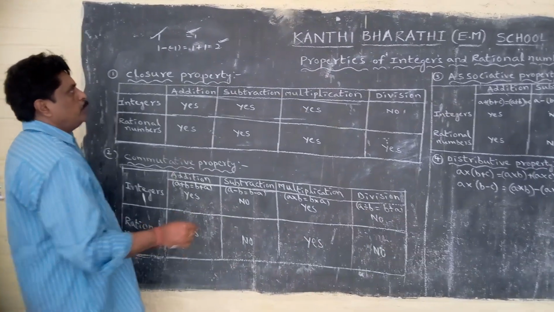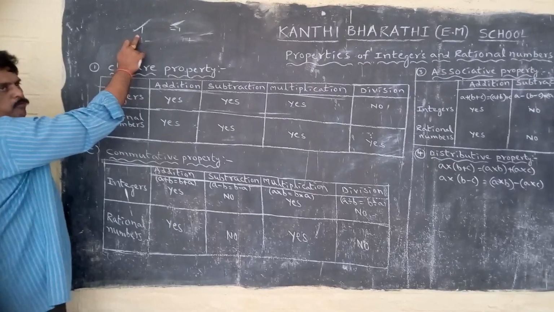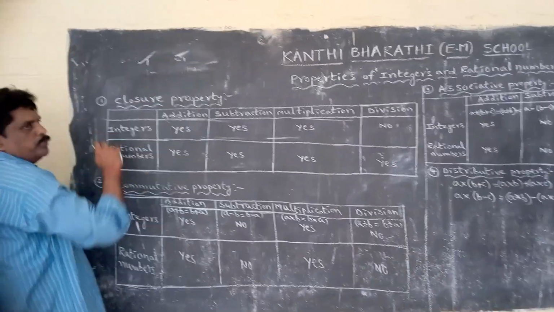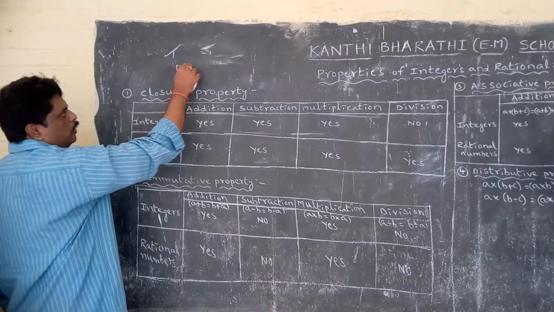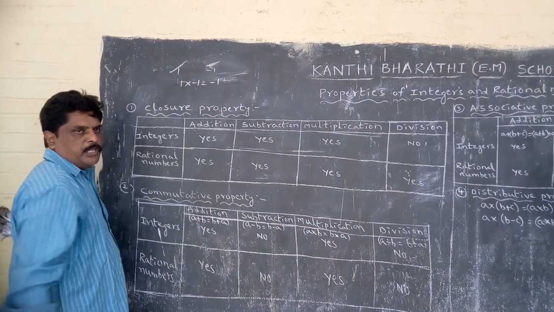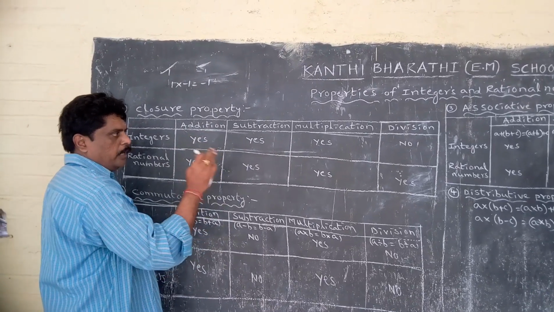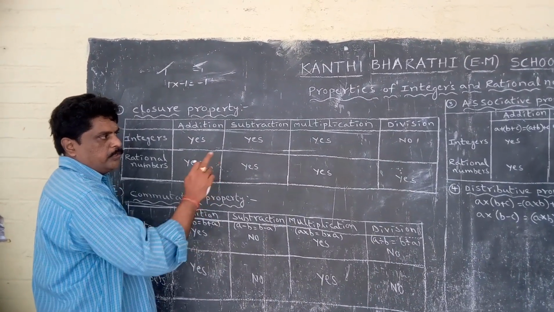Okay. Next one is multiplication. The same thing you have to write here. I have to take 1 and minus 1 as two integers. Then the multiplication of 1 into minus 1 is equal to minus 1, which is also an integer. So the closure property exists in multiplication for integers.